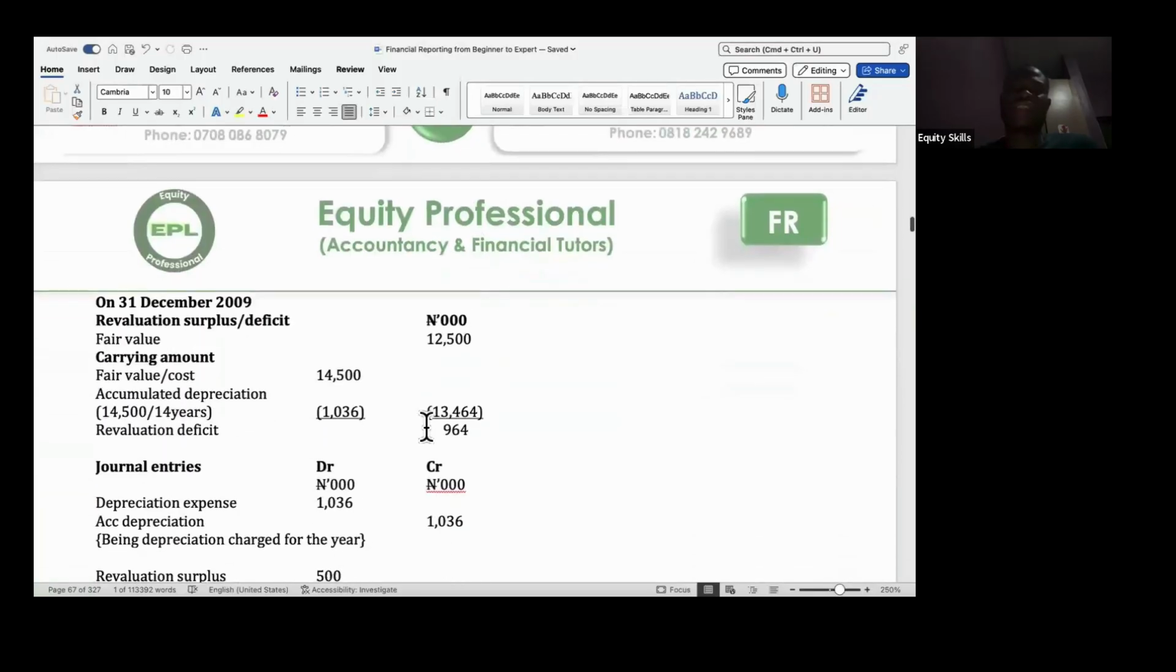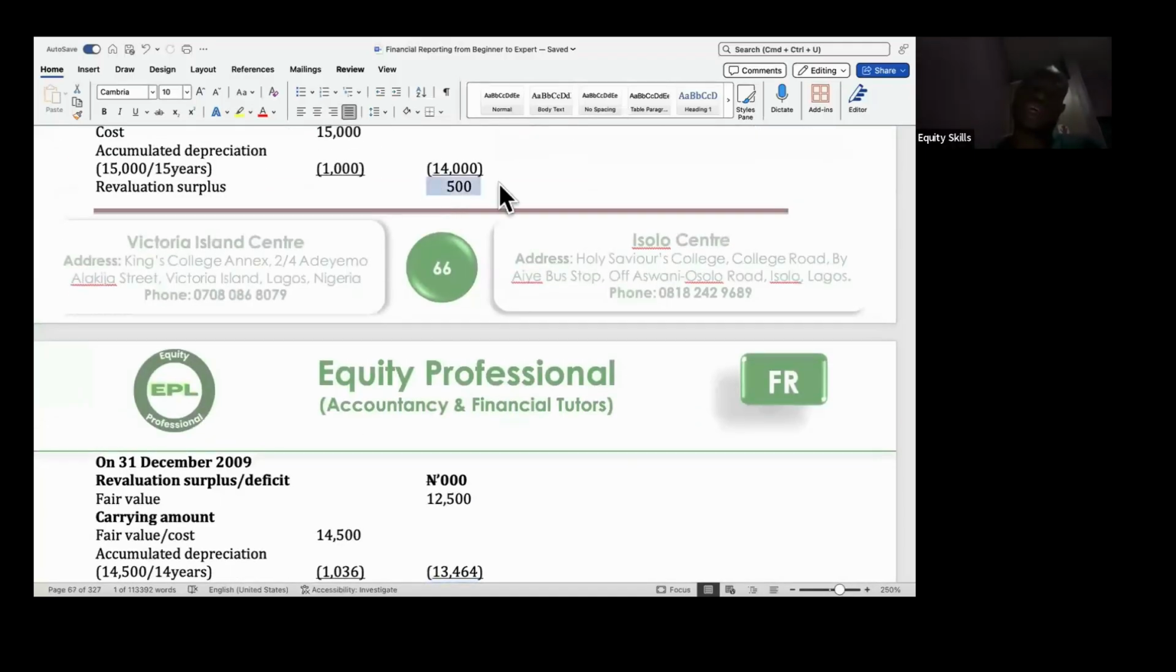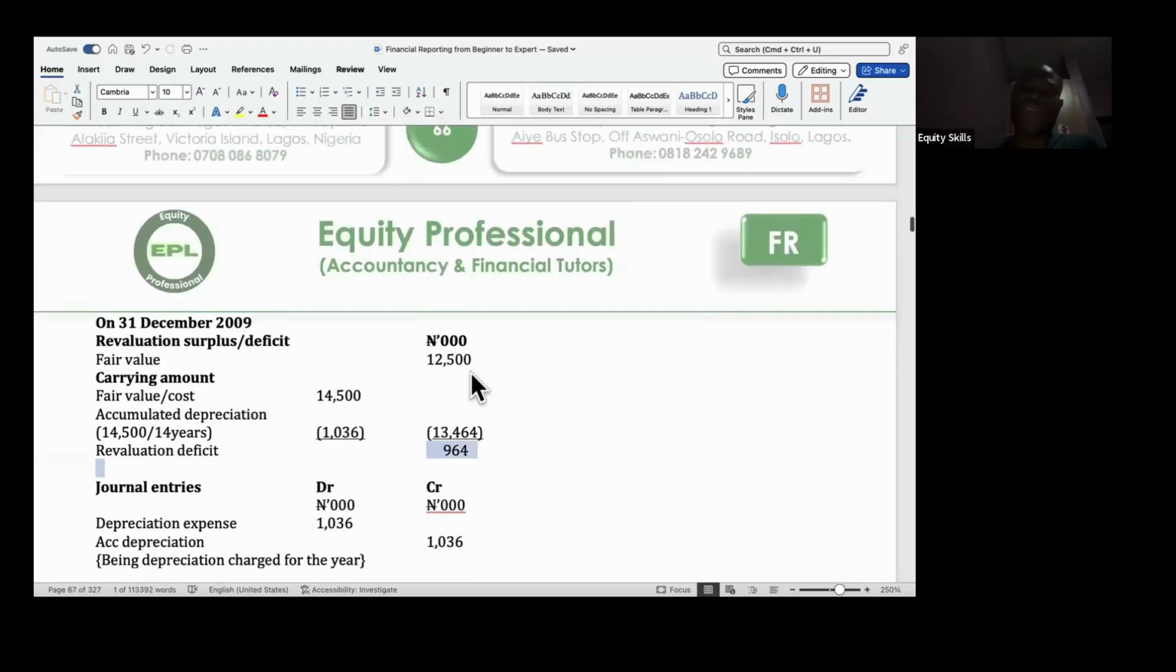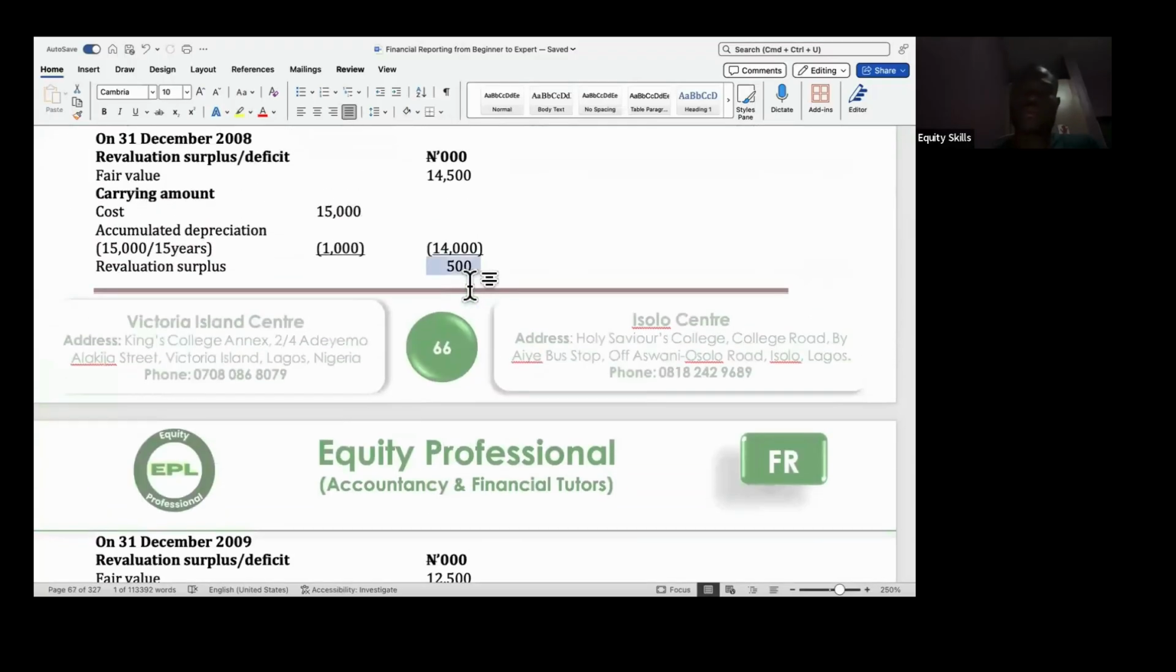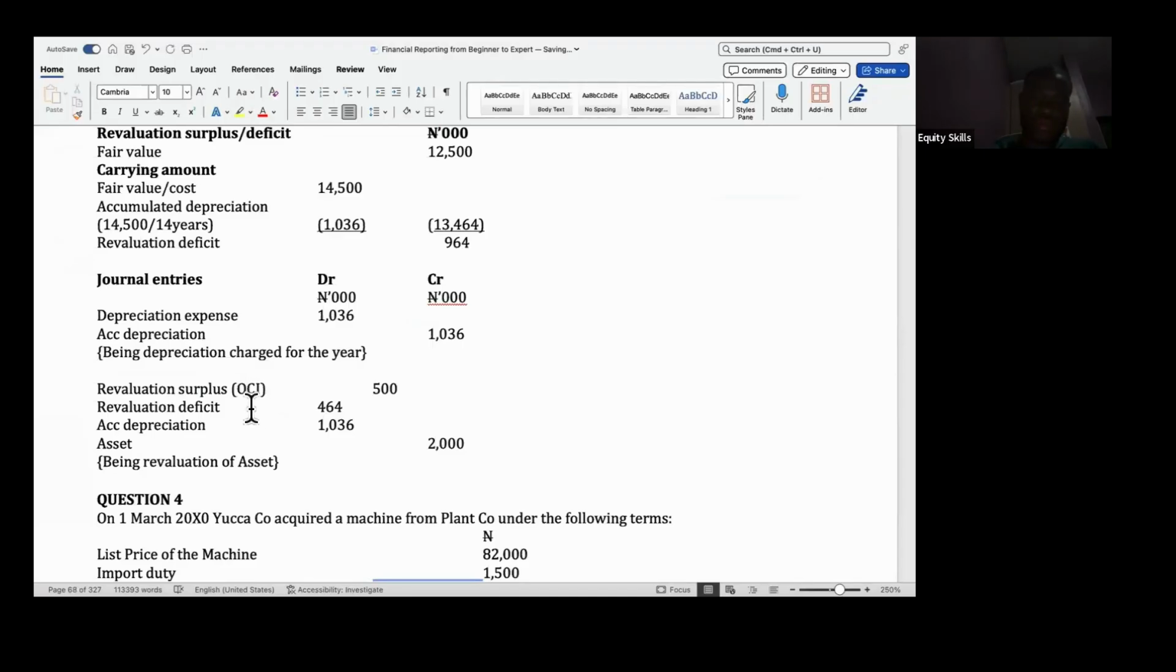That means this 964 will firstly go to OCI to net off this surplus. That means out of these 964, we are going to take 500 to OCI. We're going to debit OCI. And that is why I have this revaluation surplus to OCI. So instead of putting revaluation surplus, I would like to put it as OCI. I will debit OCI.